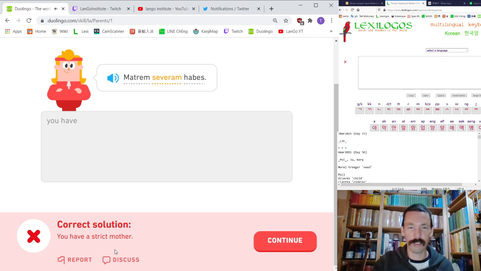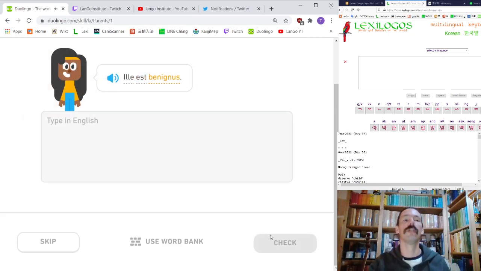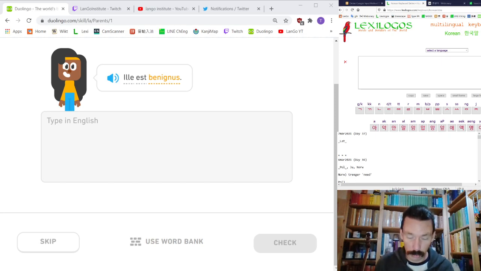Strict. Ille est benignus. He is kind, of good nature. Kind. Benignus. So we get the word benign from there, with a silent G.